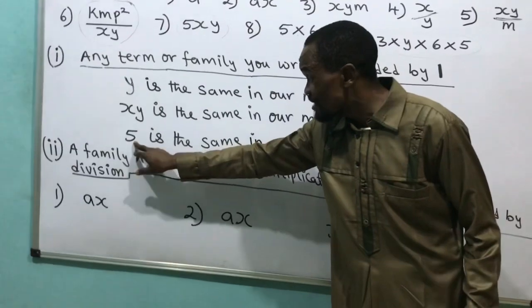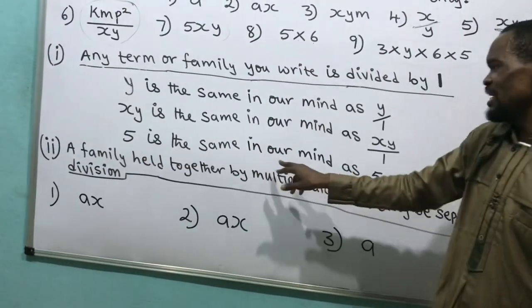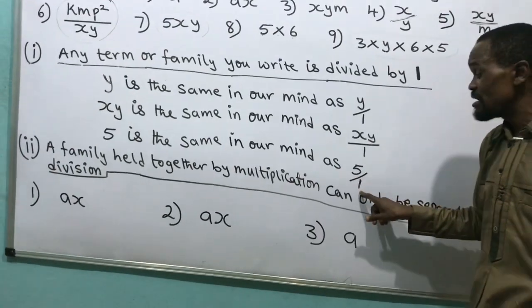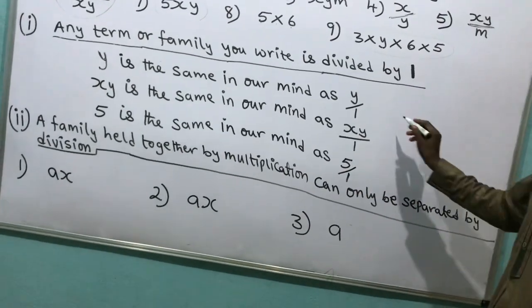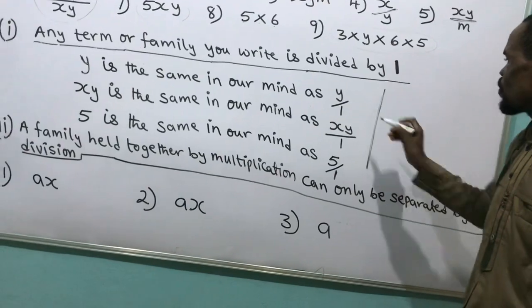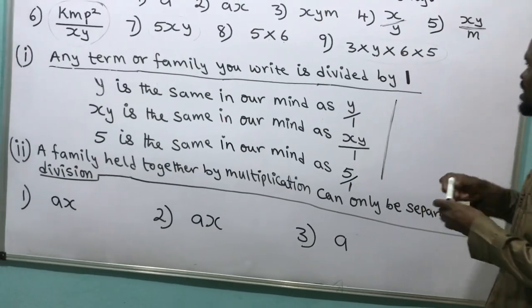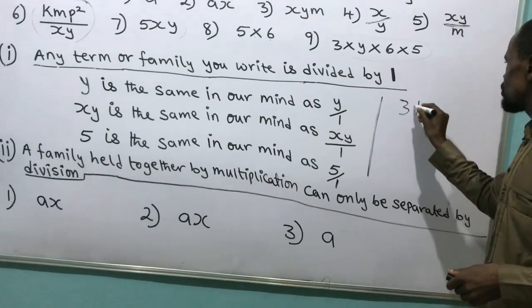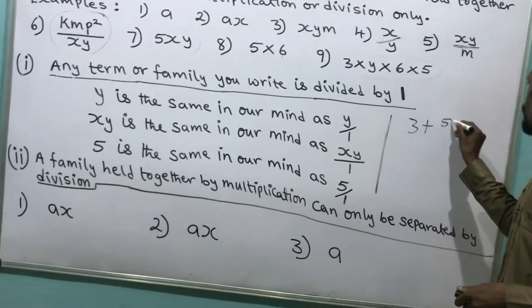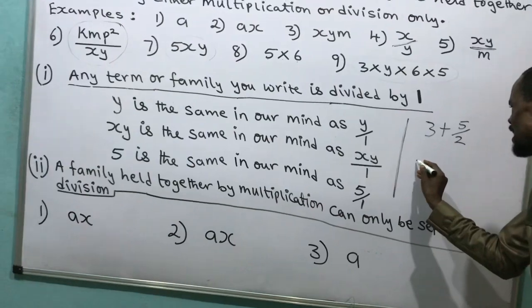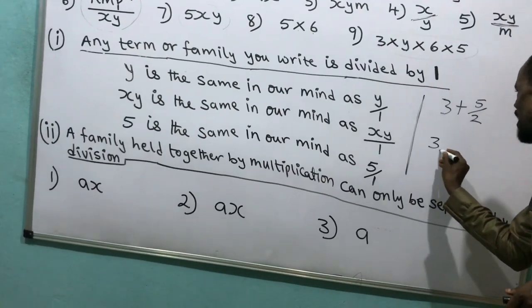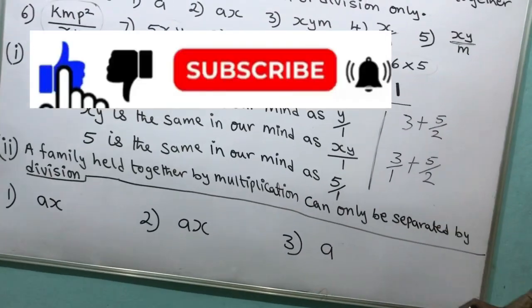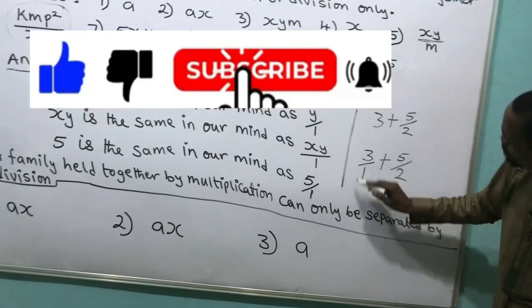And the 5, as I write 5, is the same inside my mind as 5 divided by 1. And that's the reason why, look at this place. If I have 3 plus 5 over 2, I can write it as 3 divided by 1 plus 5 divided by 2.